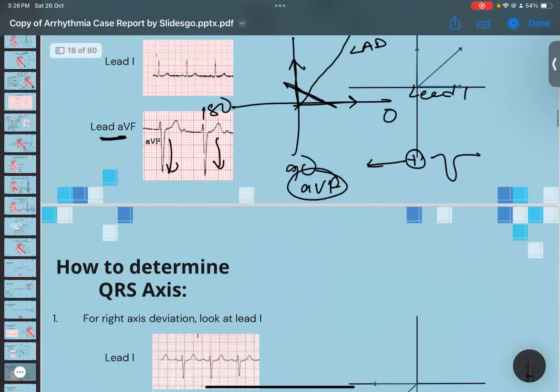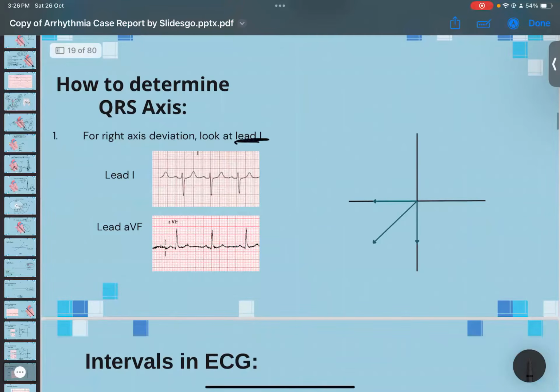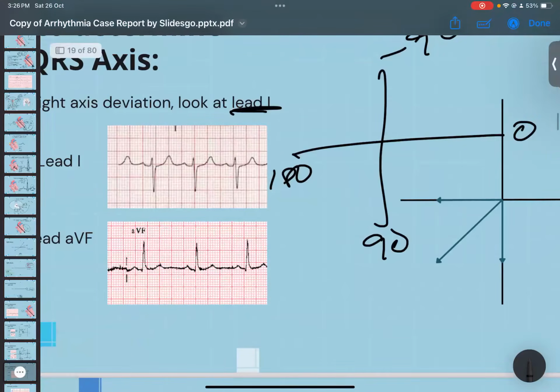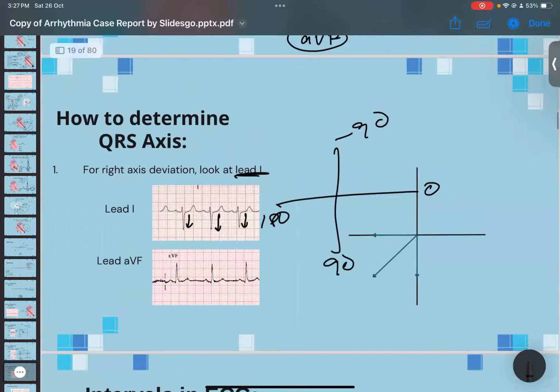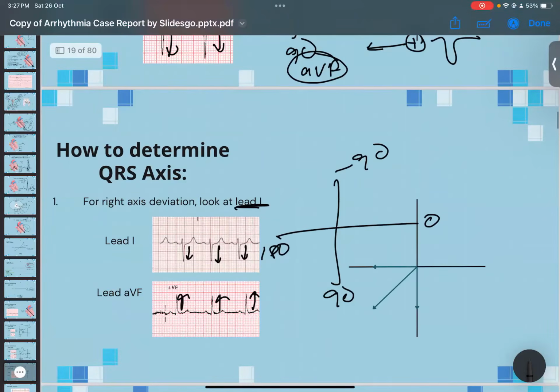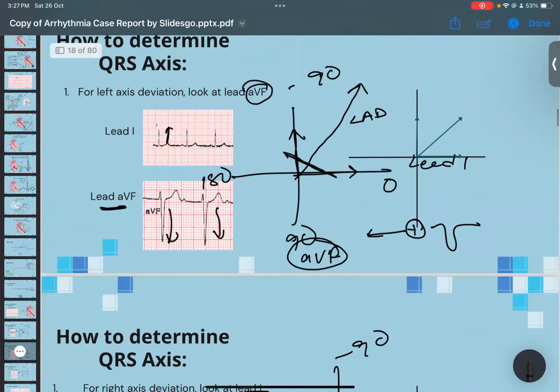For right axis deviation, you have to look at lead I. Let's draw this again: 0, 90, minus 90, 180. As you can see, lead I is majorly downwards. Lead AVF is usually positive. This is really downwards, whereas this is how your normal lead I should look.